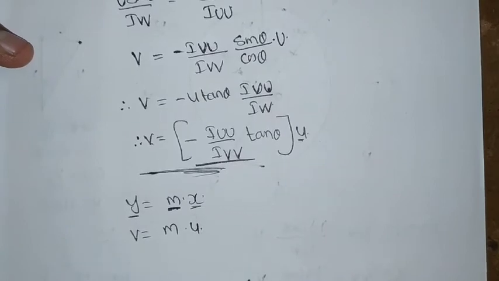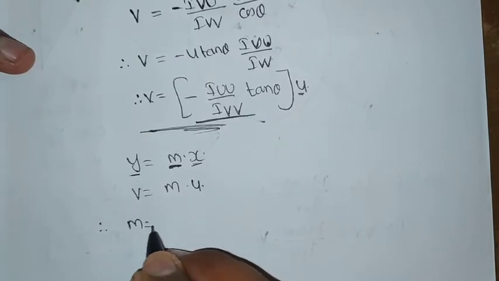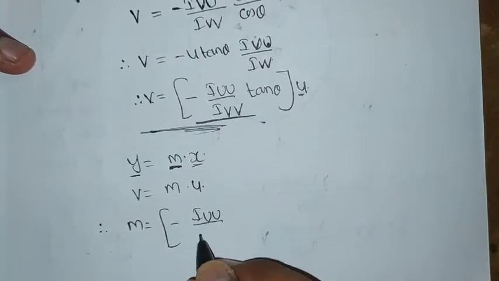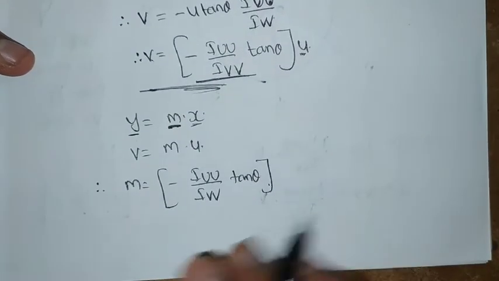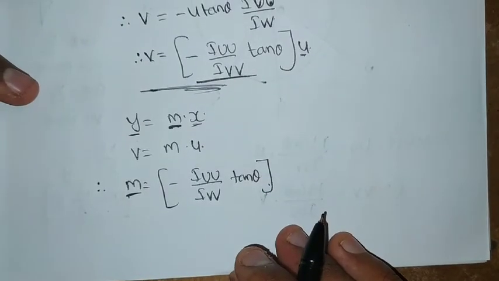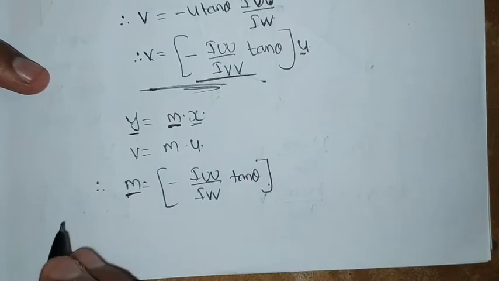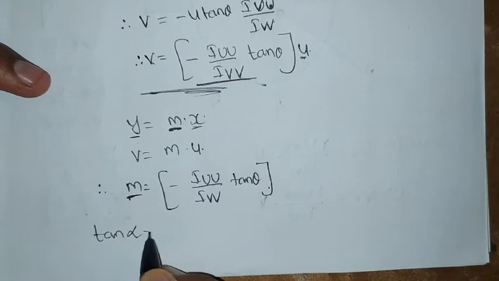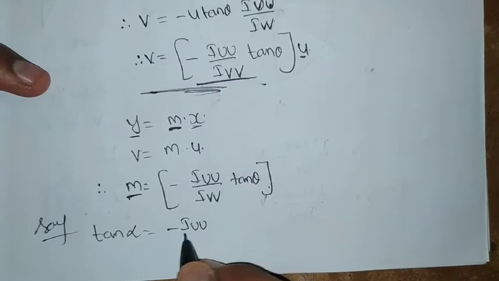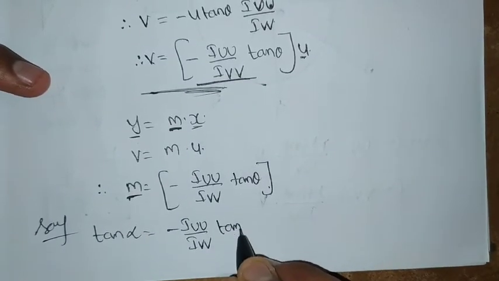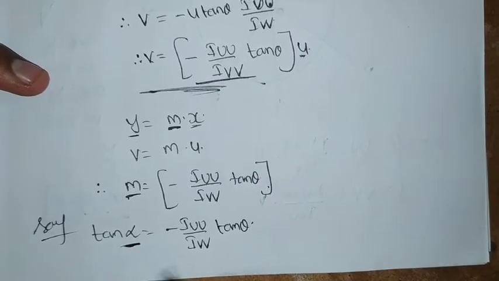So therefore the moment we have to find out here, moment is nothing but, m is nothing but slope. So therefore m is equal to minus I uu by I vv into tan theta. So this m is nothing but slope of our section. Now to find out the value of neutral axis, consider tan alpha is equal to minus I uu by I vv into tan theta. So from this the value of alpha we have to find out. Alpha is nothing but neutral axis.